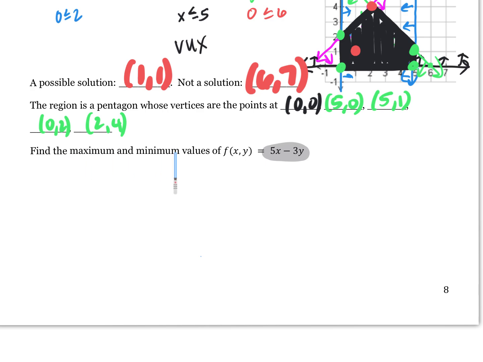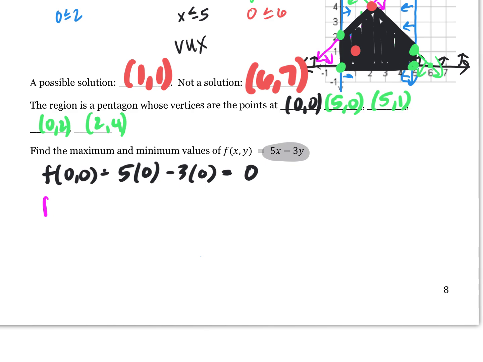We just have to plug our vertices into that function. If I use the first one that Jules said, 0, 0, f of 0, 0 just means I'm plugging in a 0 for x and a 0 for y right here. 5 times 0 minus 3 times 0. How much money are we making or losing? 0. We're not making money. We're not losing money. Probably not the best business model.